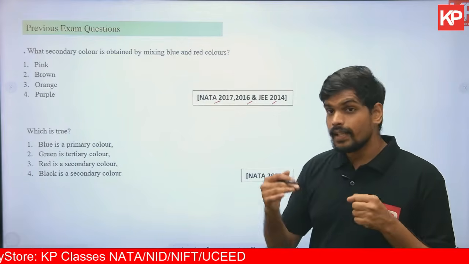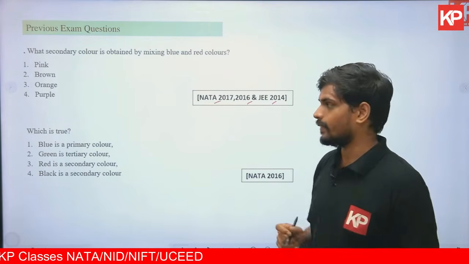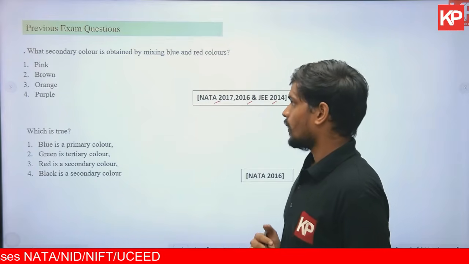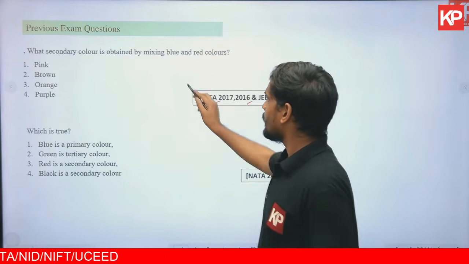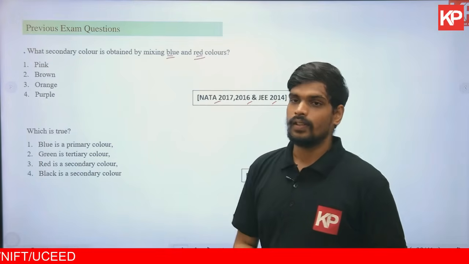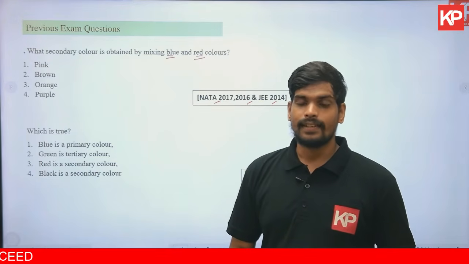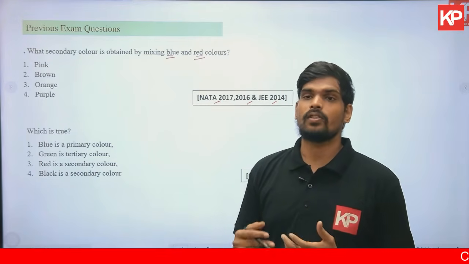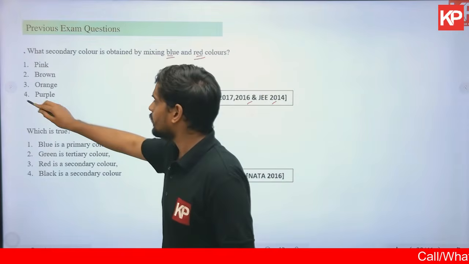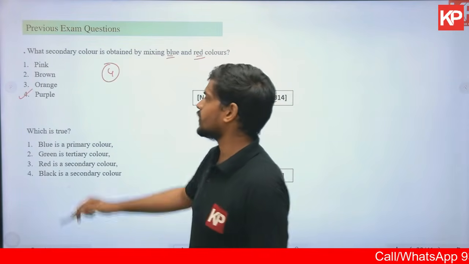So it was the same question asked 3 times in the last few years itself. So let us look into the question. What secondary color is obtained by mixing blue and red? I hope you know by mixing blue and red you get violet, which is also called purple. So violet or purple, purple is in the options. Fourth option is the correct answer.